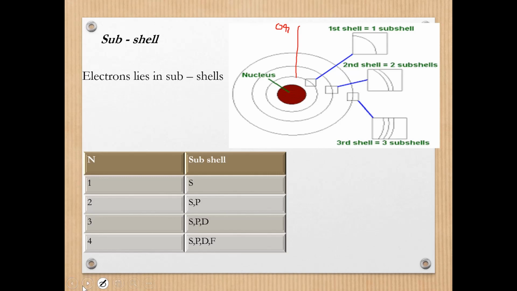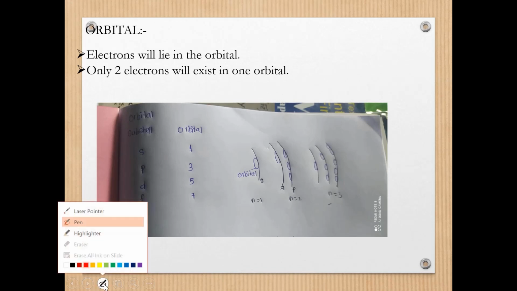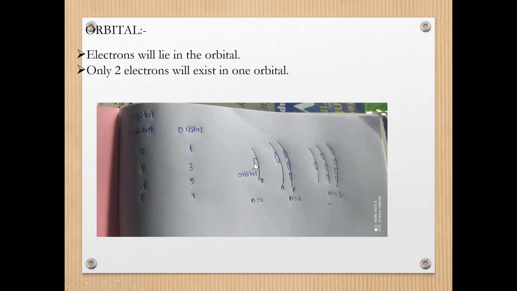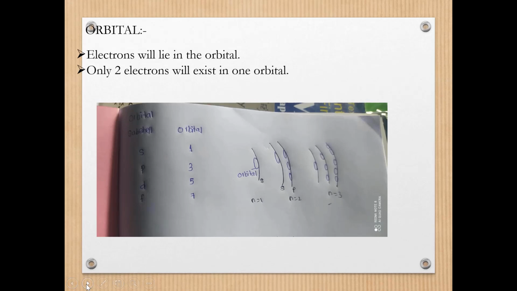And next, after the subshell, the electron lies in an orbital. Only 2 electrons will exist in one orbital. Here it is an orbit. Here for n equal to 1, we have the s subshell, and in the subshell we have one orbital.